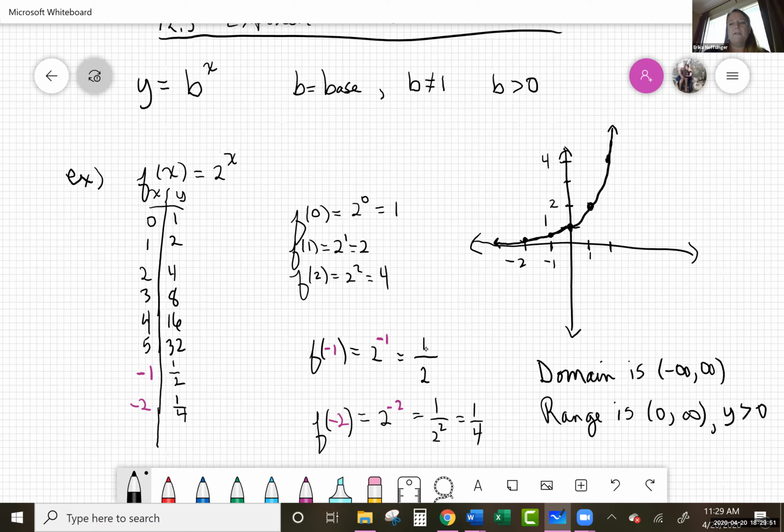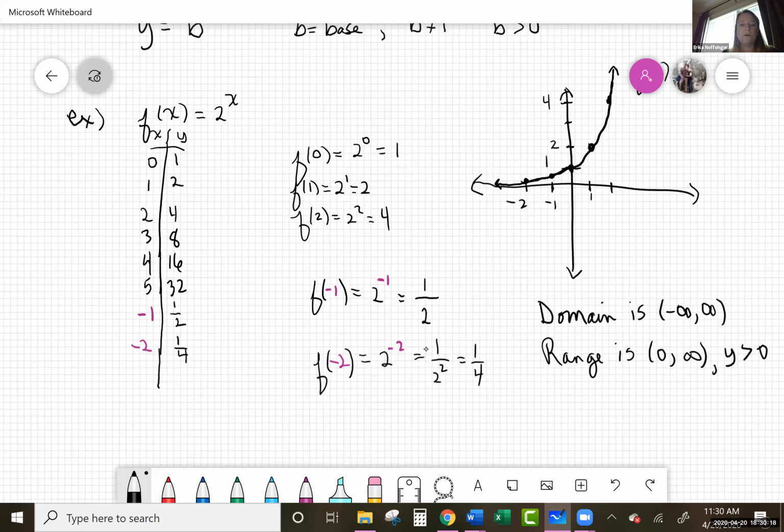So notice that our function f of x, y equals 2 to the x, if I use my horizontal line test, every x value is only giving me one y value. And every y value only corresponds to one x value. So it's a function and it's 1-to-1, so it's going to have an inverse. We're not going to look for the inverse right now. We're just going to look at exponential functions.